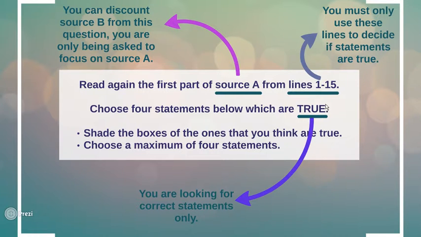Also, you need to take note of the number of lines that you are allowed to look at. Lines 1 to 15 here. So don't be tempted to draw on any information to help you decide whether the statements are true from beyond these lines, because they won't be credited. I should probably have highlighted this. You need to select 4 statements, not 5 or 3, exactly 4, and you only need to go for the statements which you think are true.